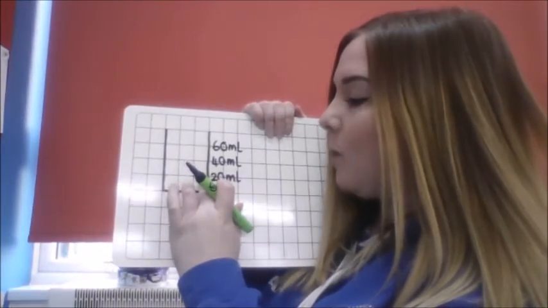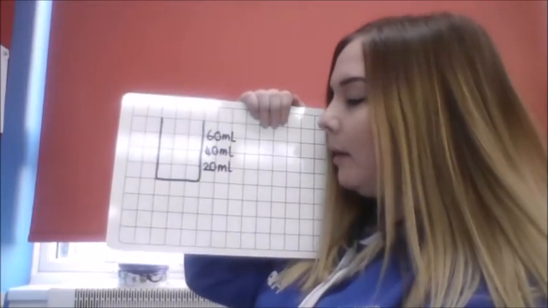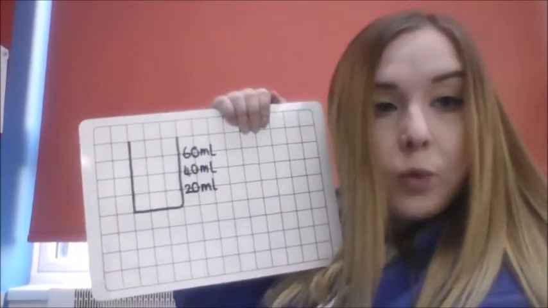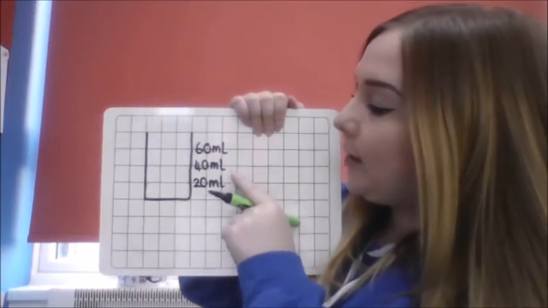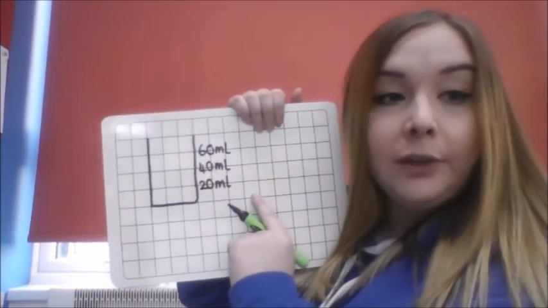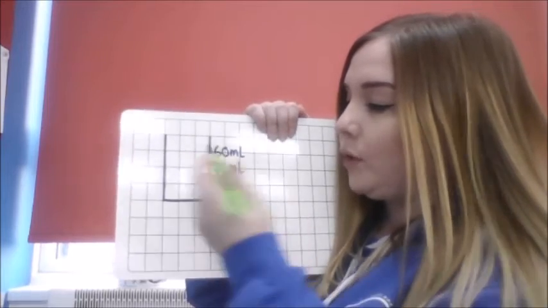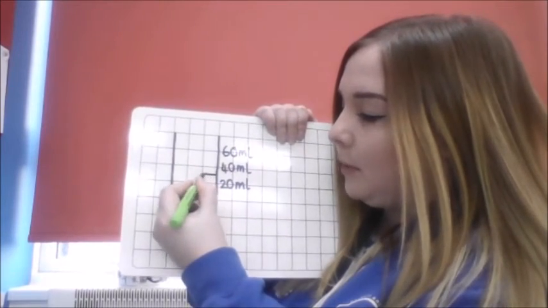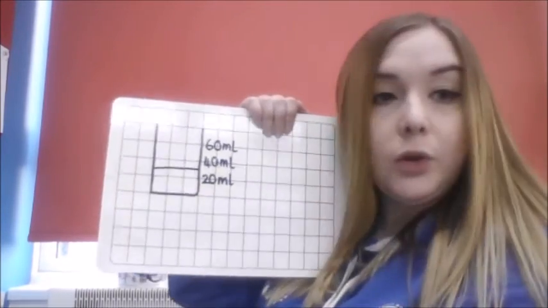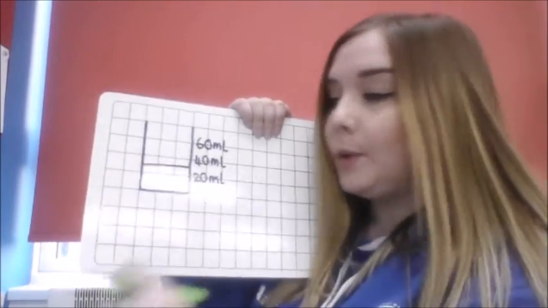But if I wanted 30 millilitres of water, you'll notice that there isn't a 30 on here, but I know 30 is in the middle of 20 and 40. So I'll have the amount of liquid that's in between 20 and 40. So see if you can use that to help you.